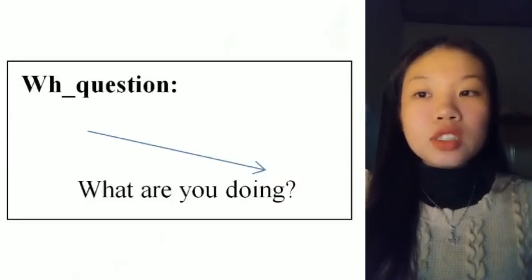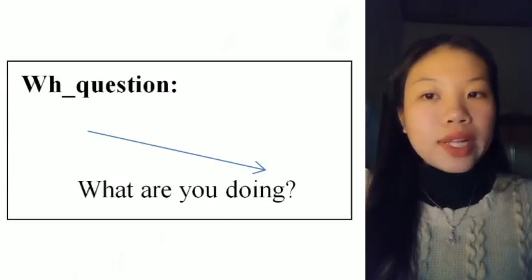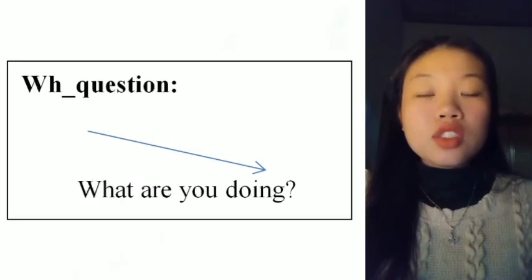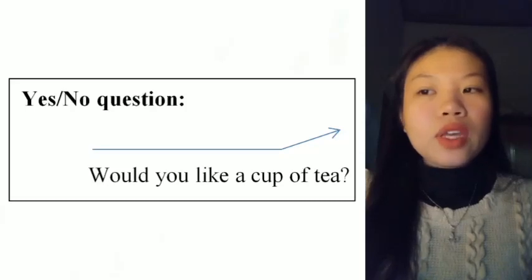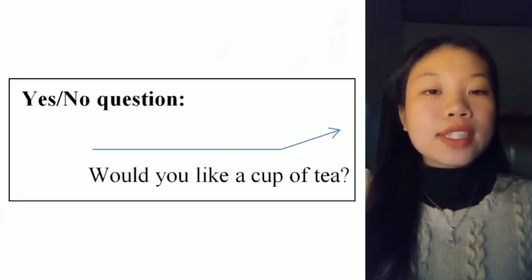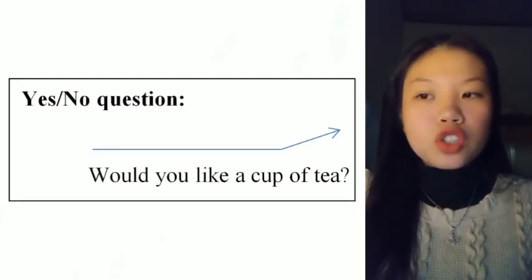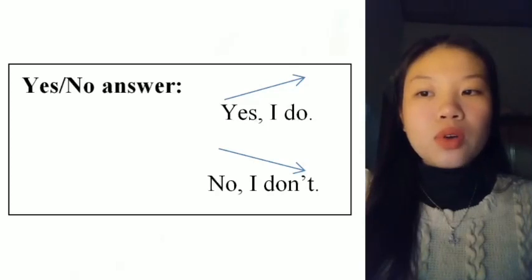When we use questions with words such as what, when, where, how, why, which, the intonation usually falls. What are you doing? And when we use a yes/no question, the intonation usually rises or rises and falls. Would you like a cup of tea? And the answer to a yes/no question will rise with this answer, yes, I do, and fall with no answer.